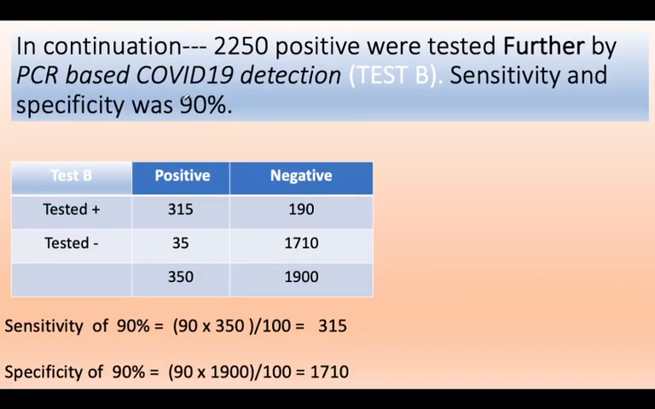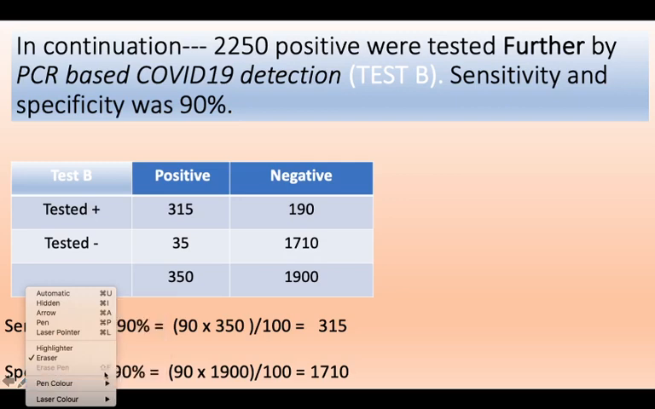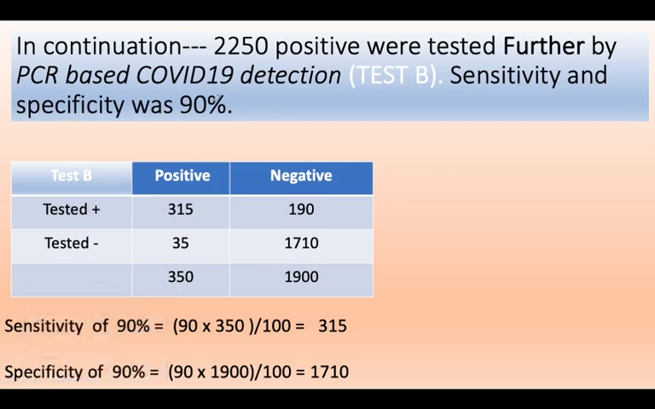So the cumulative total was 2,250 positives, which were tested further by PCR-based COVID-19 detection as test B. The sensitivity and specificity for PCR-based COVID detection, we assume it to be 90%, all right? So just to make our life easy, we are calculating both these values on 90%.